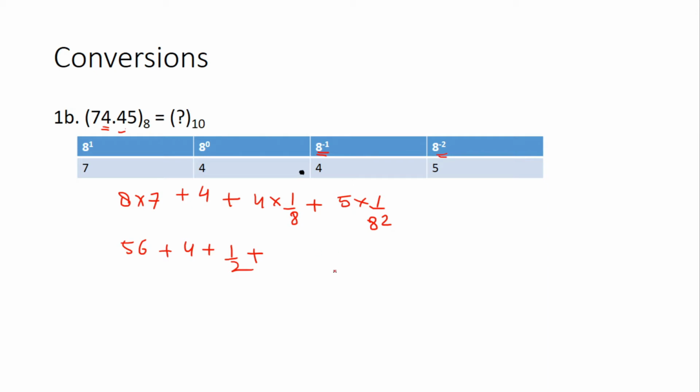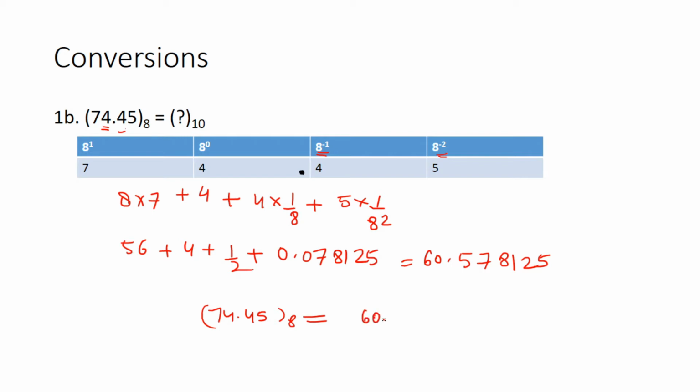0.078125. And if we add all of these numbers, this will be 60.578125. So 74.45 in octal is equal to 60.578125 in decimal. I hope this is clear.